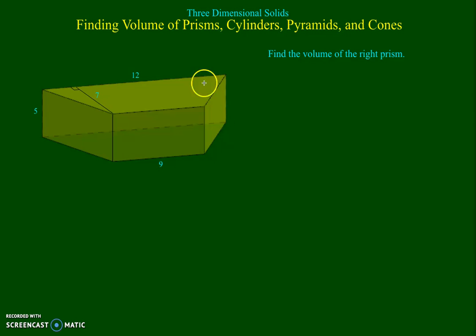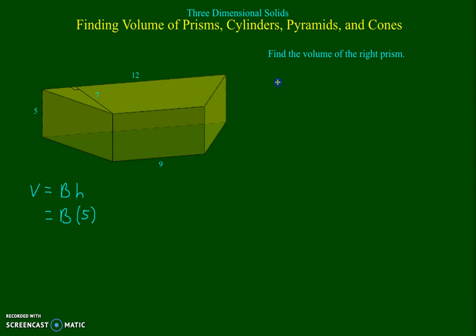In this example, we have another right prism. In this case, the base is a trapezoid, so this is a right trapezoidal prism. And so let's begin. As usual, we'll write down the formula for volume. So volume is area of the base times height. And the height of this prism is 5. So this is going to be area of the base times 5. Now we're looking for the area of the base.